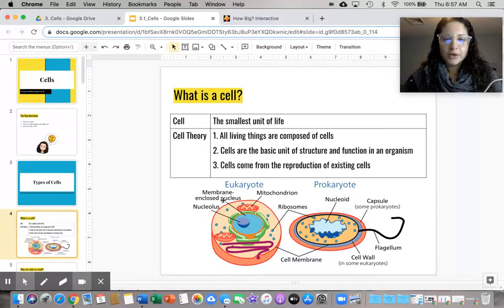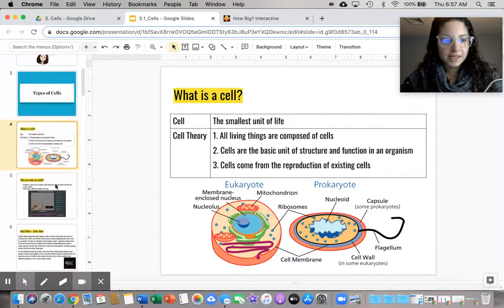So what I'm showing you here in this picture are the two main types of cells. We can have a eukaryotic cell or we can have a prokaryotic cell. A little bit later in this presentation, I will be going into details about what is what. But if we take all the cells in this entire world, we can divide them into the two categories of eukaryote and prokaryote. So that's cell and cell theory.